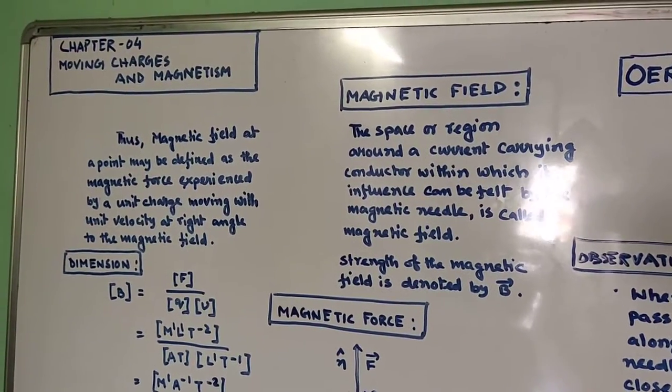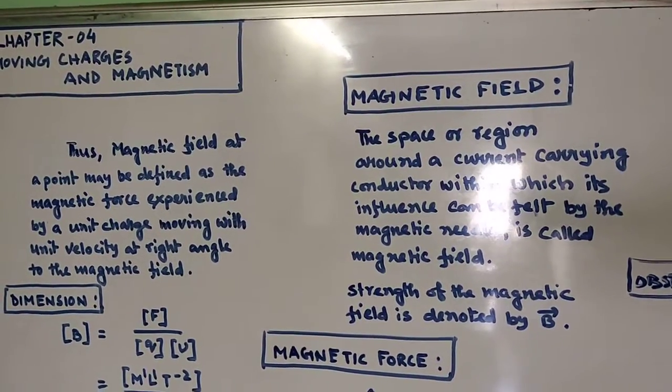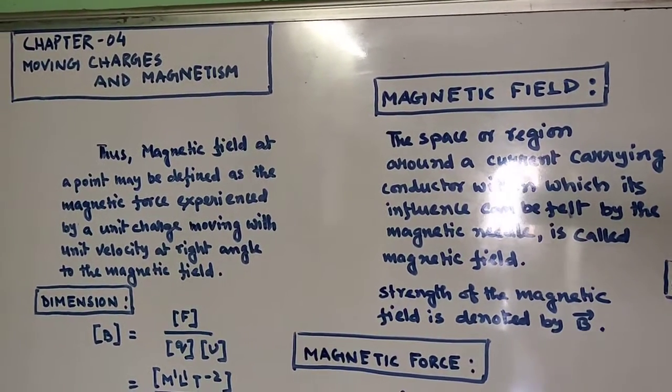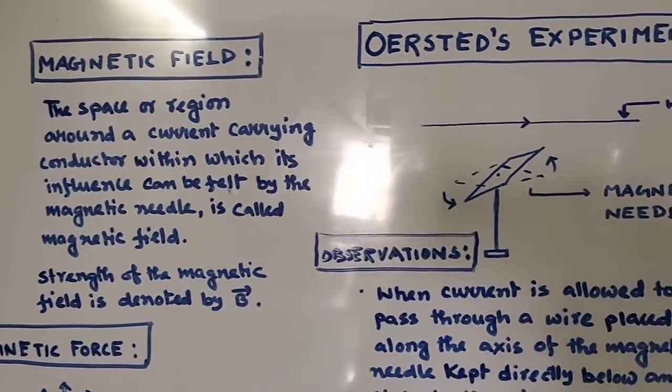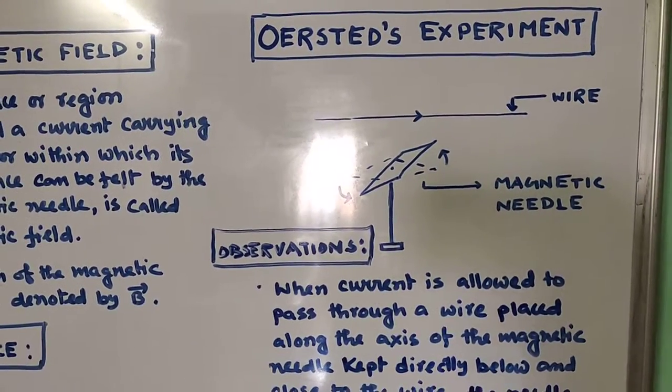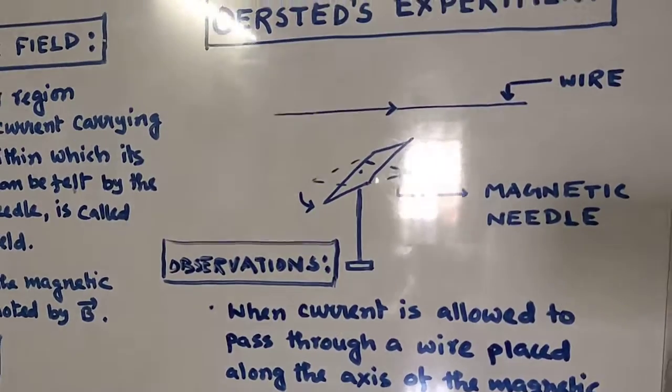Good morning, students. Today we are going to discuss a new chapter, chapter 4, which is moving charges and magnetism. The topic which we are going to discuss is the Oersted experiment. I think most of you know this experiment, but let me try to explain it once again.